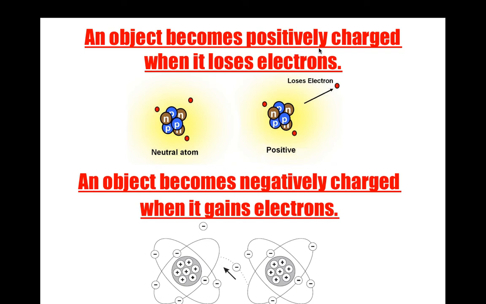Objects become positively charged when they lose an electron, and whatever gains that electron becomes negatively charged. Here we are transferring one from this guy to this guy, so he becomes positively charged, and he becomes negatively charged. Remember, gaining an electron, you become negative. You're getting a quote unquote bad thing in the analogy that we've used in class.